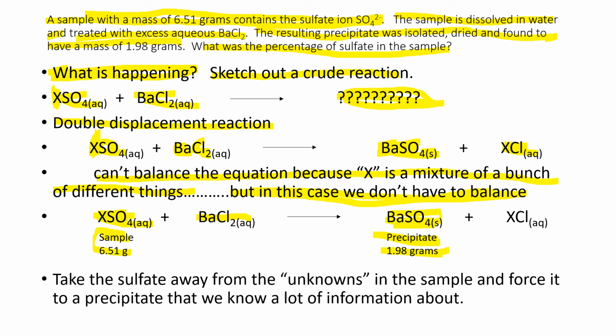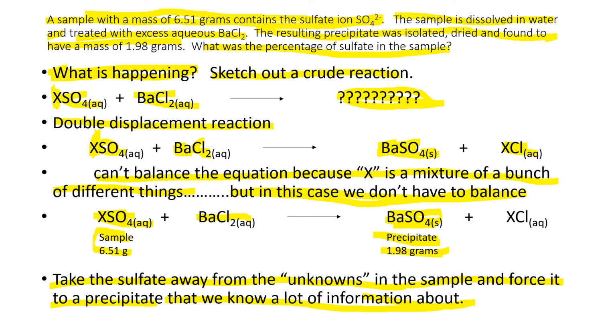So the whole logic for why we did this sequence of steps that the problem started with is we're taking sulfate away from the unknowns. Remember, in the sample, sulfate was combined with all these other different things. So we're taking it away from that very complicated mixture, and then we force it into a precipitate. And we do that because we know a lot of information about that precipitate.